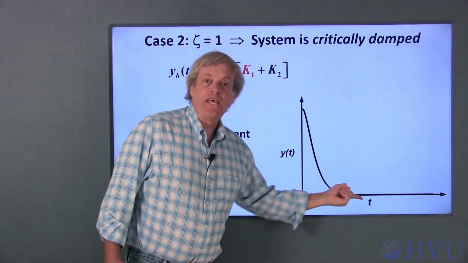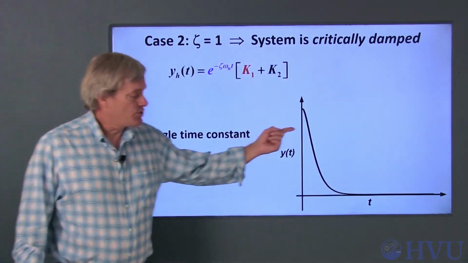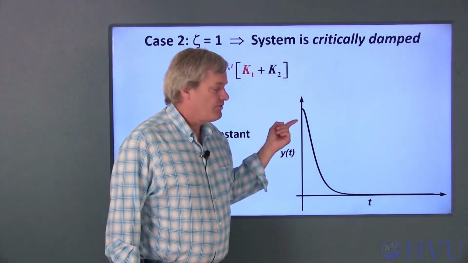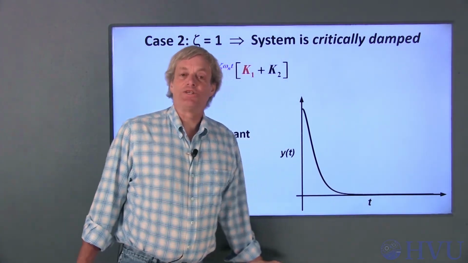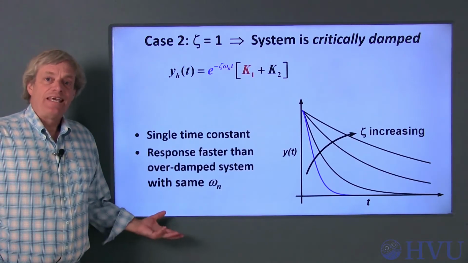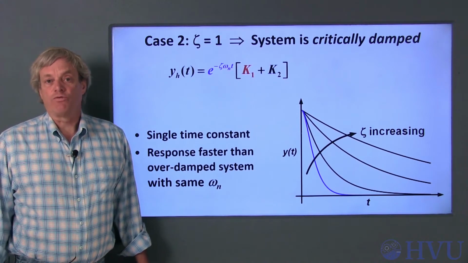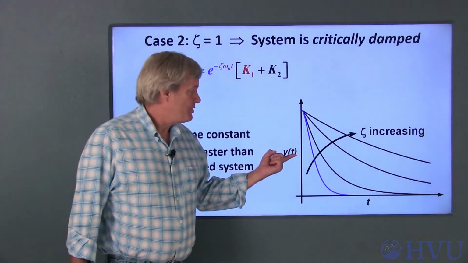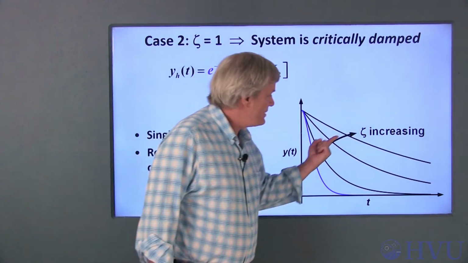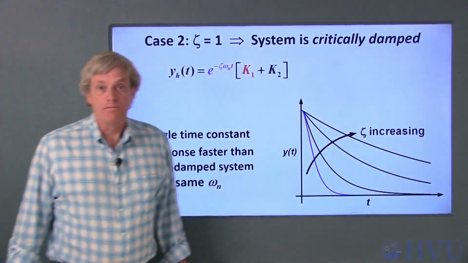This is a typical shape of a critically damped system response. It looks like the response of a first-order system, but with some differences due to the presence of two initial conditions. The response of a critically damped system will decay more quickly than any overdamped system with the same natural frequency. This figure shows a family of curves with increasing damping ratio in this direction. The blue curve is critically damped.